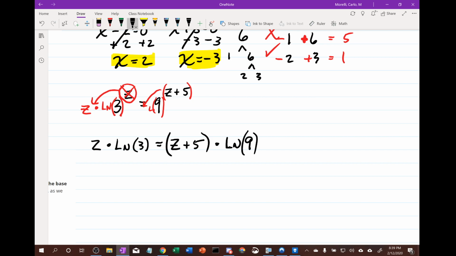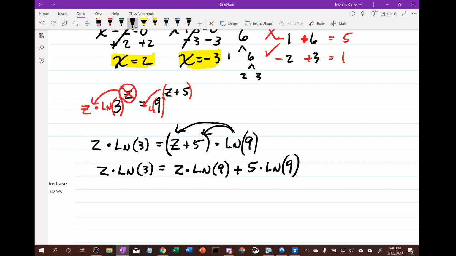Now I believe that there's something cool that Paul will show you where 9 is equal to 3 squared, and that's somehow relevant because then you'd have the same base, but we'll leave it alone for now. So now we want to multiply this ln of 9 through the parentheses. So now I've got z times ln of 3 equals z times ln of 9 plus 5 times ln of 9.